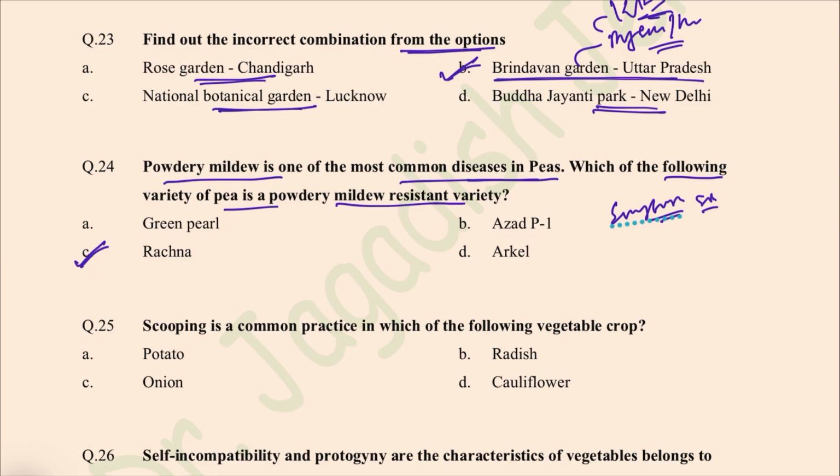A question from here: the pea variety Arkel is highly popular for its characteristic of early maturity. The fungal disease characterized by white powdery spots on leaves and stems of crops like pea and cucurbits is due to powdery mildew. Next question.